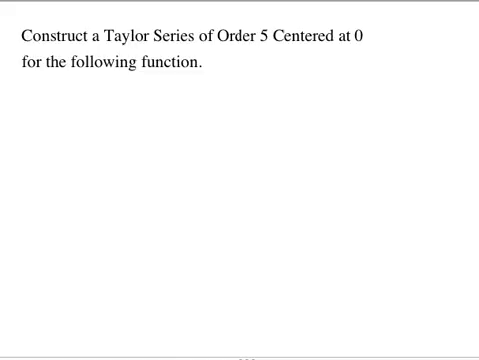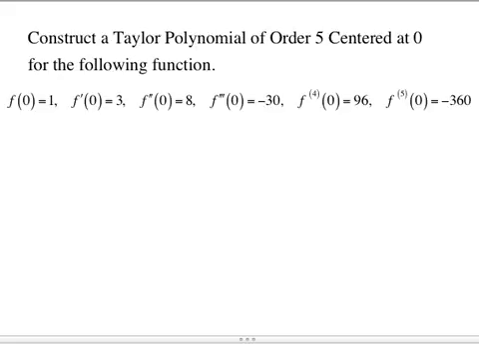We want a Taylor polynomial, Taylor series of order 5. Taylor polynomial is a better word. Of order 5 centered at 0 for the following function. So I'm giving you the values. f of 0 is 1. f prime of 0 is 3. f double prime of 0 is 8. f triple prime of 0 is negative 30. Fourth derivative of 0 is 96. Fifth derivative of 0 is negative 360. We want a fifth order Taylor polynomial centered at 0 for that function.